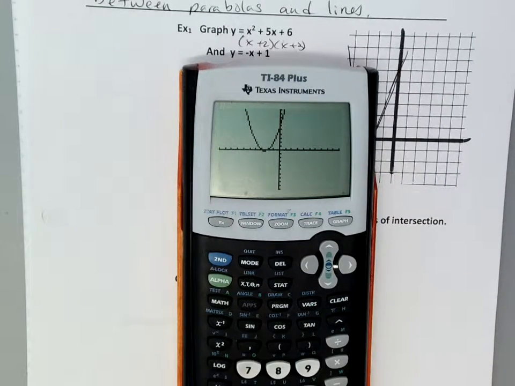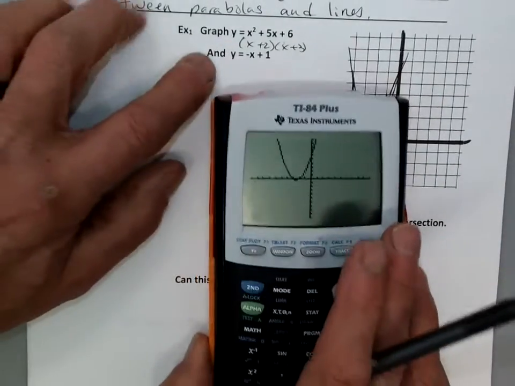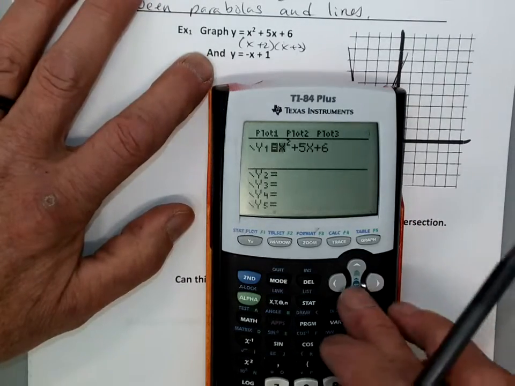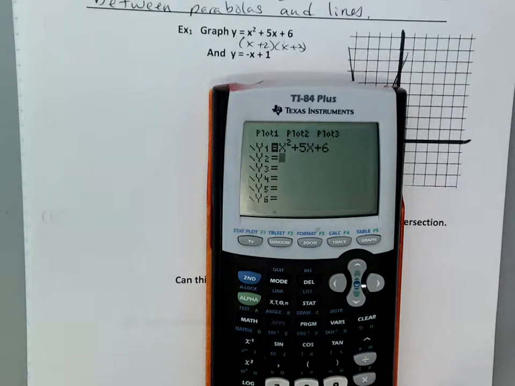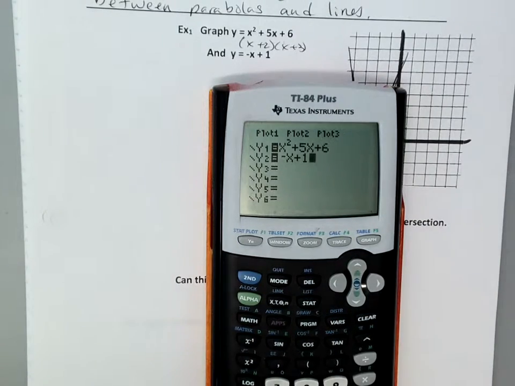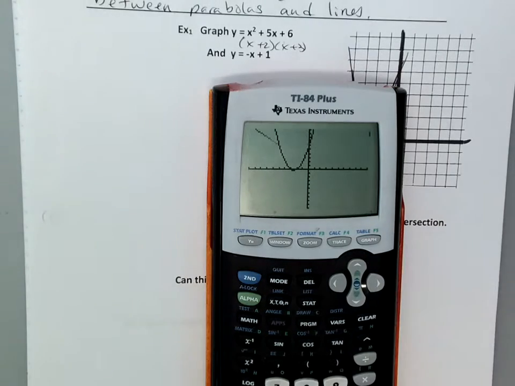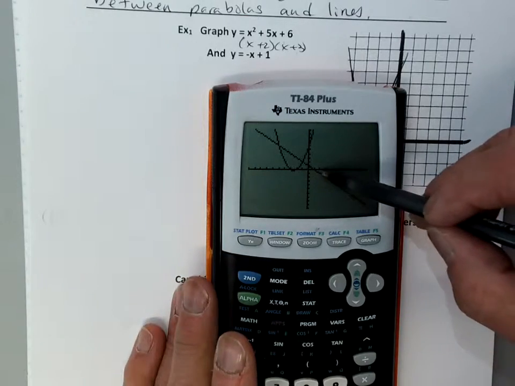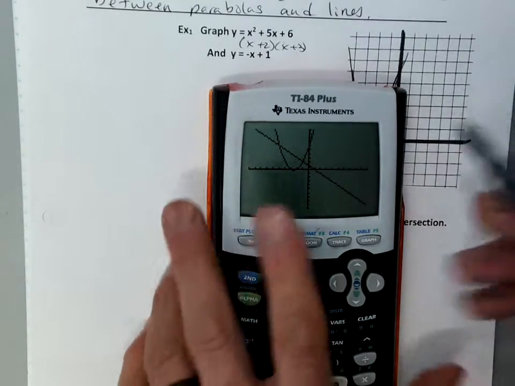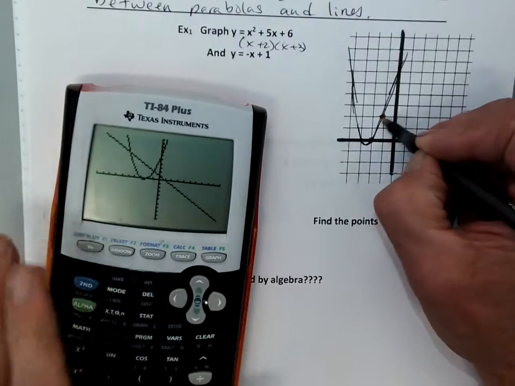Now I want to also do the line. So I go y equals and put in my second equation, y2. My second equation is going to be -x plus 1. And I'm going to graph that. There it goes. Now it's kind of hard to tell exactly where it intersects, but it looks like it's at -1 and about maybe -2. So it looks like it's right about there.